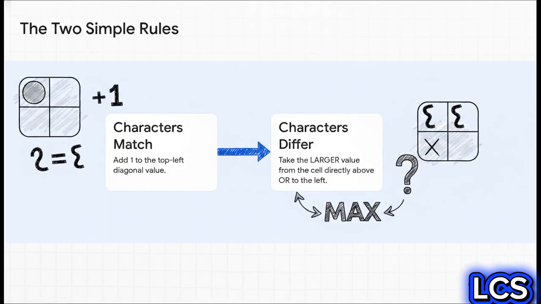So, to build this map, we're going to fill out a grid, and we only need two simple rules to do it. Rule number 1, if the characters we're looking at match, we've just found another piece of our common sequence. So we just look at the cell diagonally up and to the left and add 1 to whatever number is there. Rule number 2, if the characters don't match, well, no new match was found, so we just carry forward the best result we've seen so far. That means we take the bigger number from either the cell directly above us or the cell right to our left.